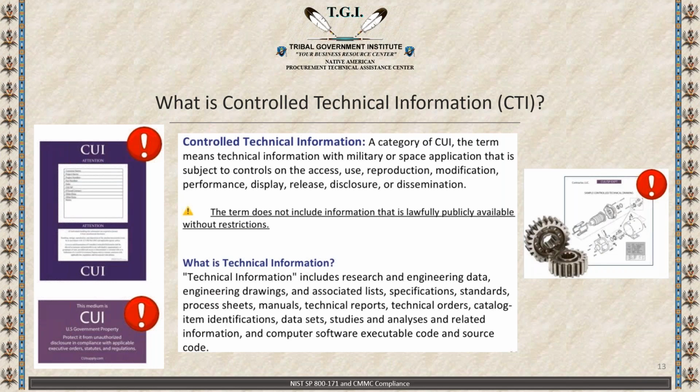So what is technical information? Technical information includes research and engineering data, engineering drawings, associated lists, specifications, standards, process sheets, manuals, technical reports, technical orders, catalog item identifications, data sets, studies and analysis and related information, and computer software executable code, as well as the source code.